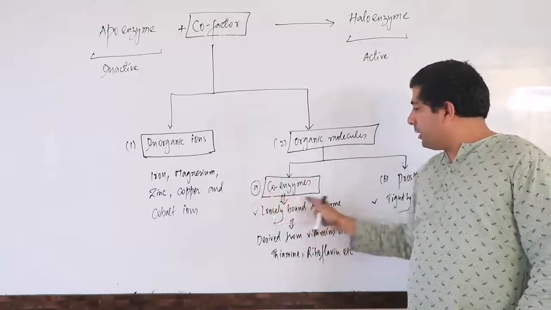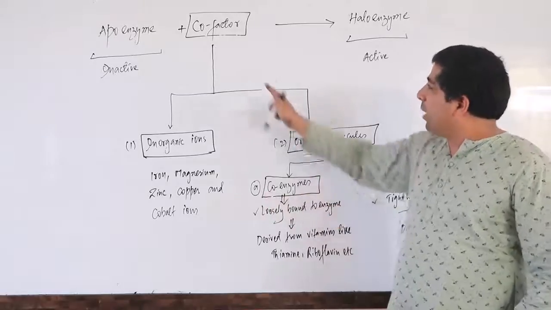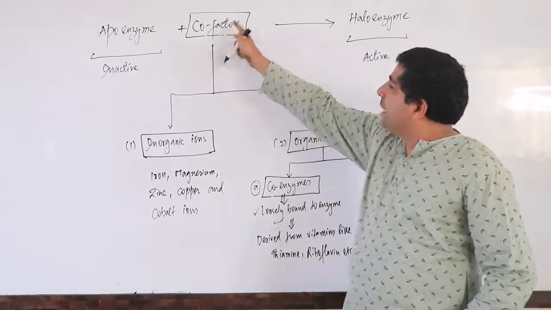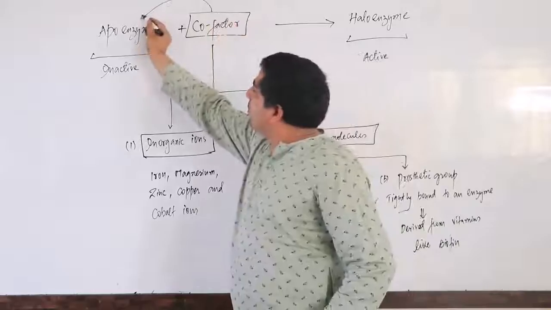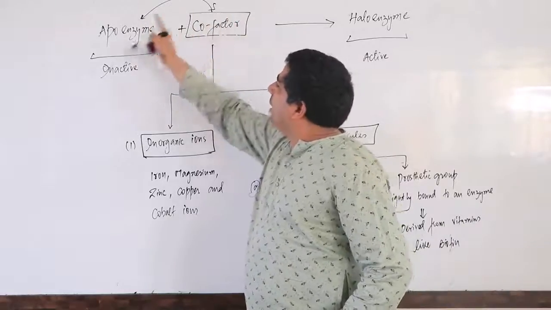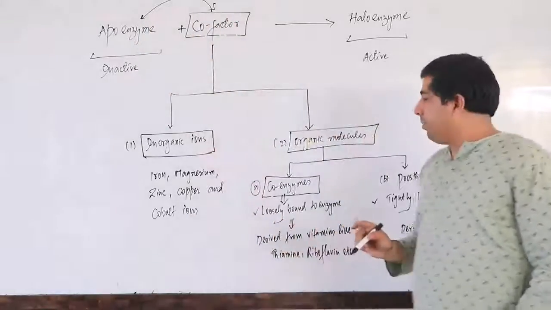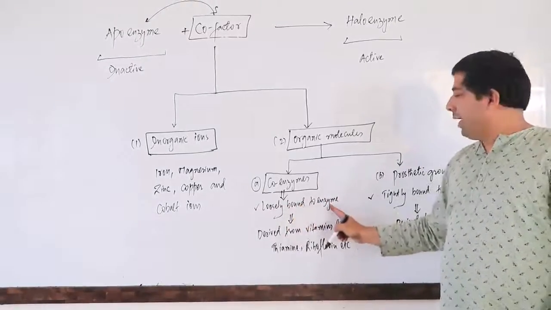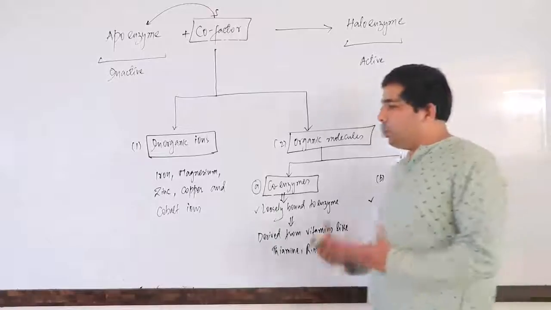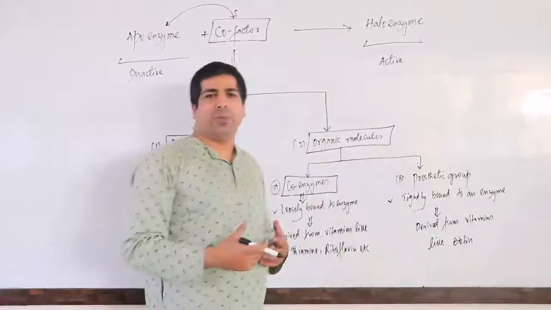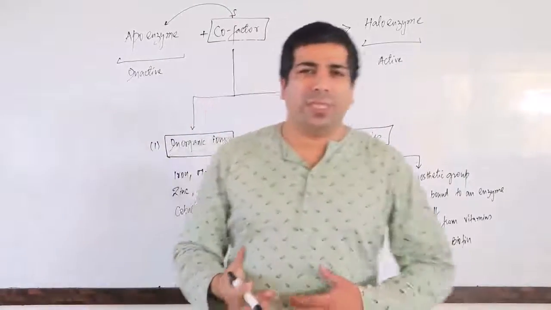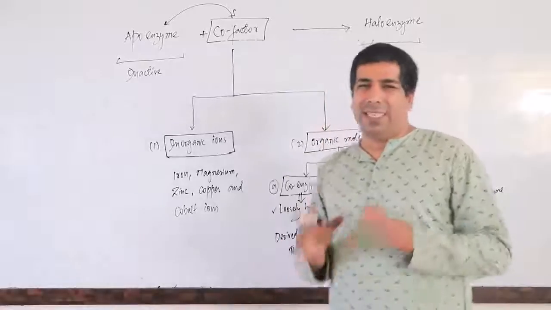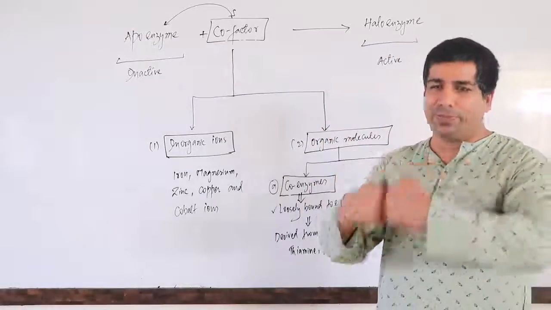So this coenzyme which I have, this coenzyme is a cofactor, and there is an attachment between cofactor and apoenzyme. Remember, this coenzyme is loosely bound to the enzyme, and that loose attachment can be either through van der Waals forces or hydrogen bonds. Correct? That loose interaction.